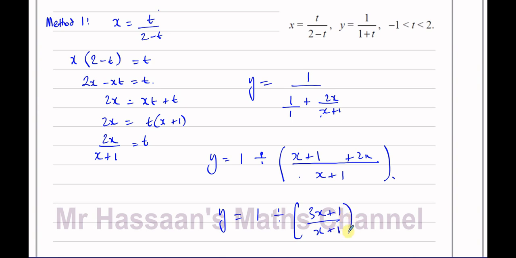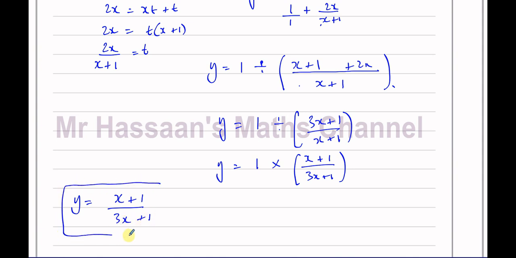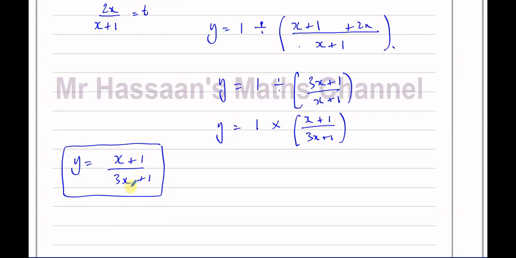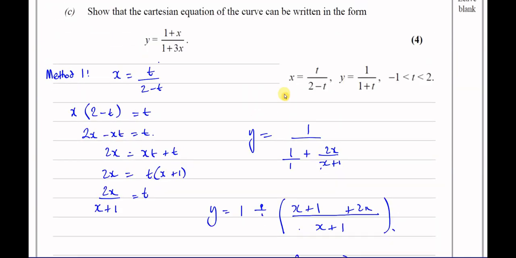If you do 1 divided by something, it's like 1 multiplied by its reciprocal. So it's 1 times the reciprocal of that, which is x plus 1 over 3x plus 1. So we end up with y equals x plus 1 over 3x plus 1. So we have found the Cartesian equation 1 plus x over 1 plus 3x. It's just written the other way around, it's no problem. It's the same as 1 plus x over 1 plus 3x, just written with the sum the other way around. So that's one method.